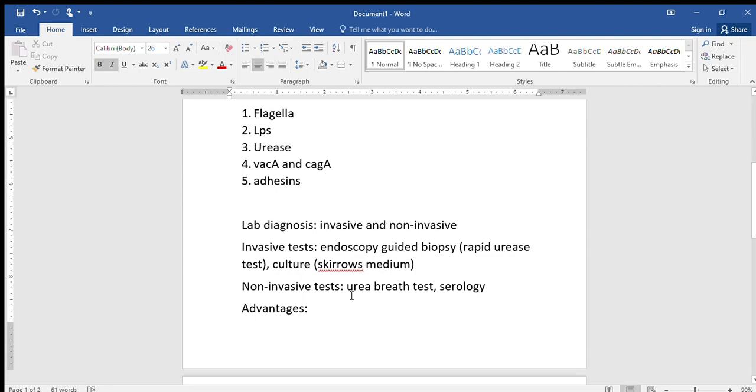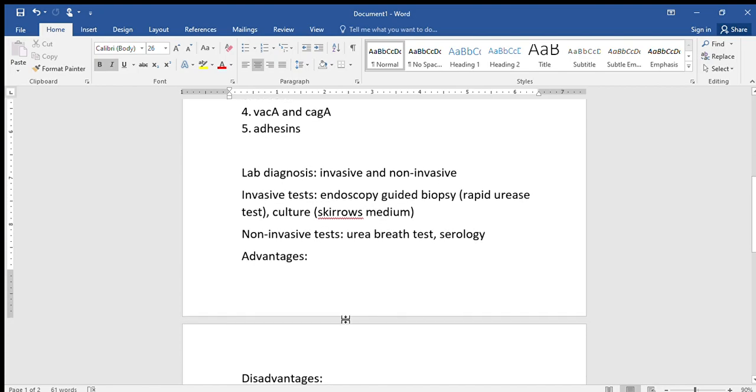This is the test done in most of the cases. It is a non-invasive test, so it is beneficial to the patient, it is convenient also, and its price is around 1800 Nepali rupees. And next thing is serology. In serology, we can also detect antibodies, for example by the ELISA test. This type of test is usually done for epidemiological purposes.